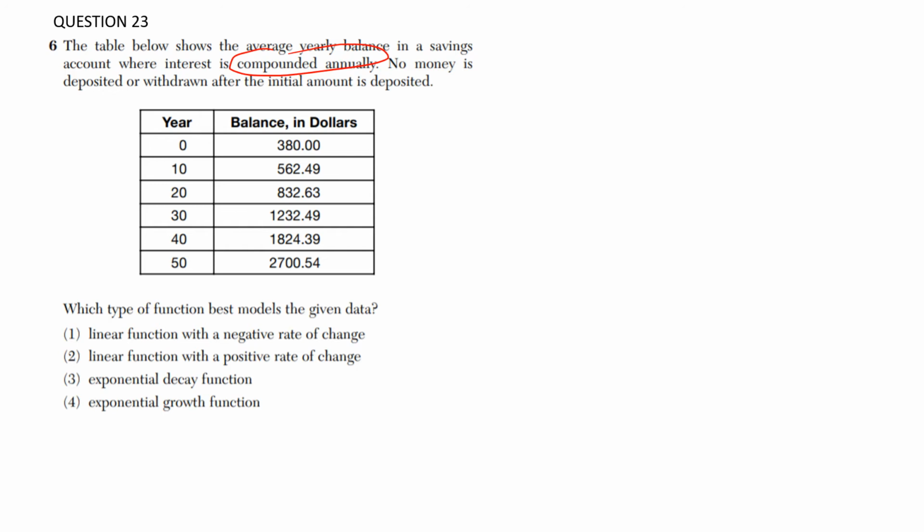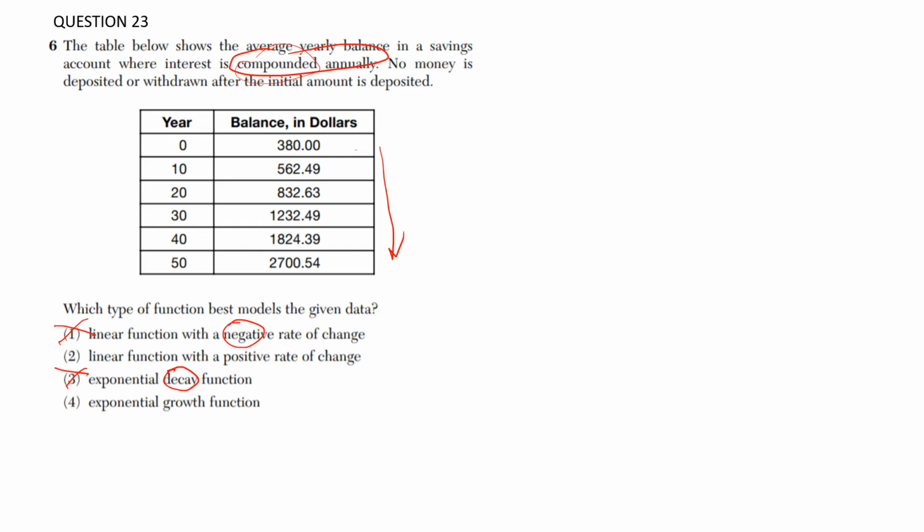We can eliminate 2 answers right off the bat, even if we don't really know what this is going to be. So we have all these numbers increasing. We can see it's always greater than the previous year. So that cannot be a negative rate of change, so not 1. And it cannot be a decay, because that's decreasing, so not 3. So we're left with 2 and 4.